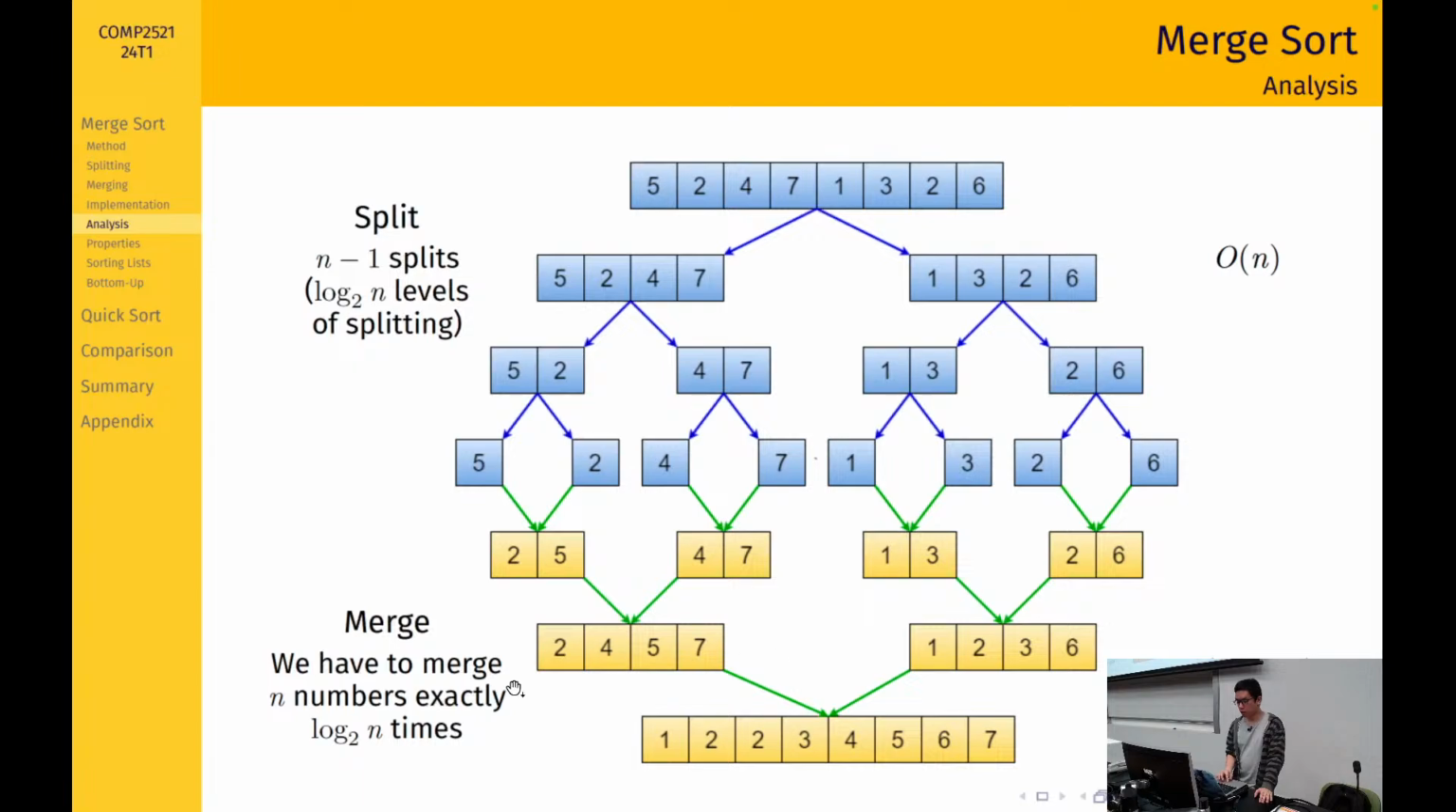All right, so what we end up with is we have to merge n numbers exactly log base 2 of n times, right? So that means the time complexity for the merging is going to be big O of n log n, right? And since big O of n log n is bigger than big O of n, the time complexity of merge sort is big O of n log n. Okay, so that's the analysis.